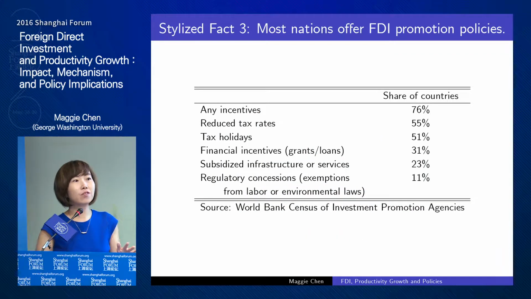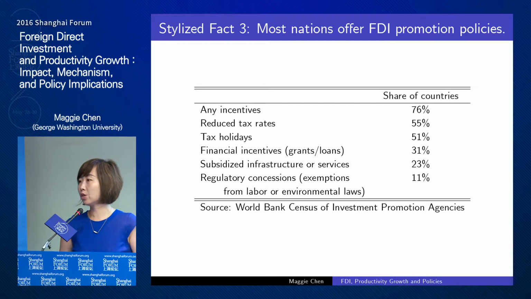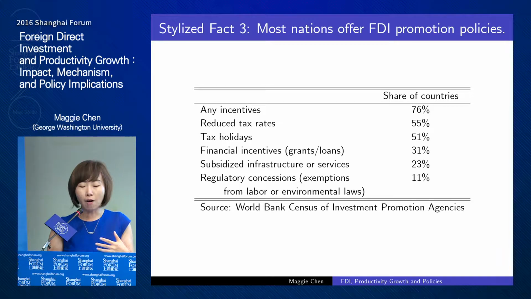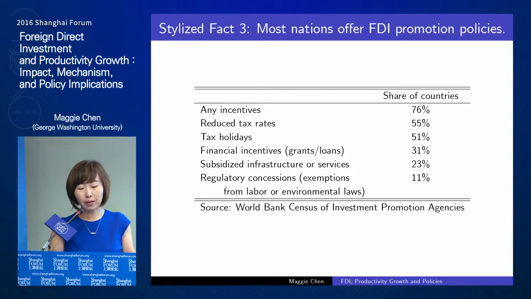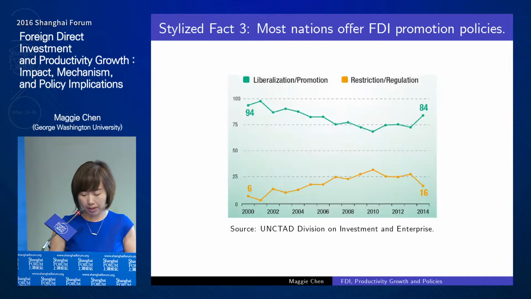And the third stylized fact is most countries, actually the majority of countries, offer some sort of FDI promotion policies. And these policies can take a variety of forms, including reduced tax rates. You can see 55% of countries surveyed in this data set offer reduced tax rates. And 50% of countries offer tax holidays, and some countries offer grants, loans, subsidies, subsidized infrastructure services, and regulatory concessions.